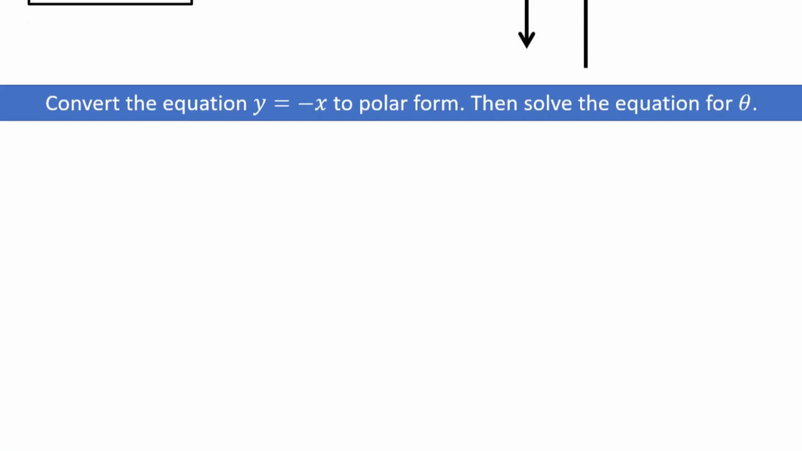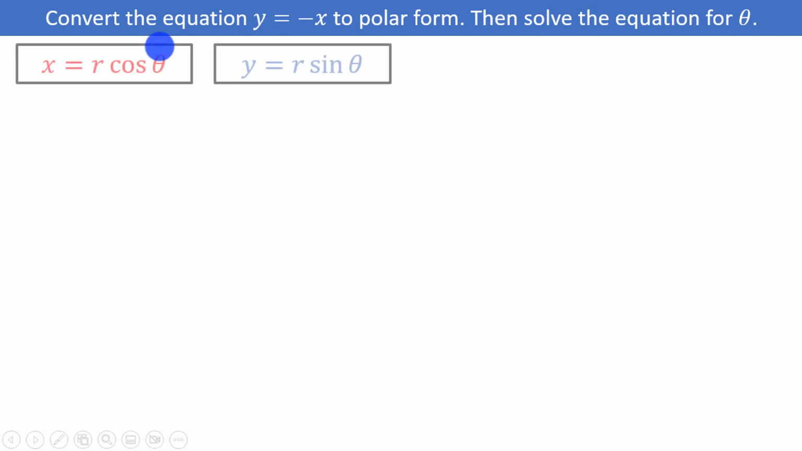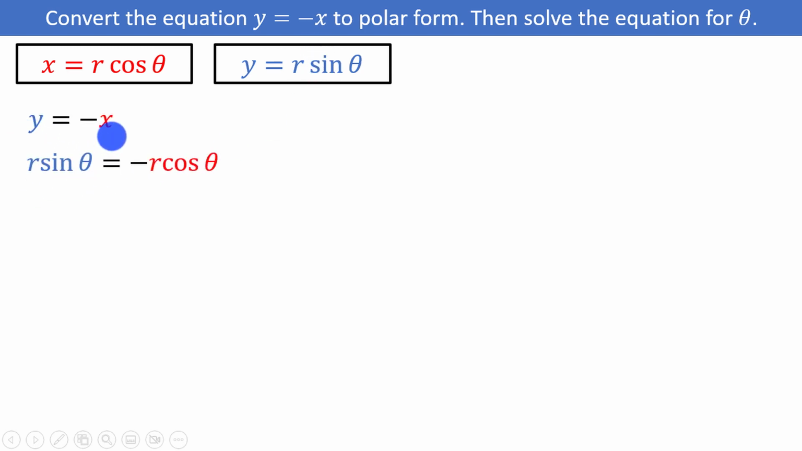Let's try this problem. We are asked to convert the equation y is equal to -x into polar form. Then we are asked to solve the equation for theta. Well, we have y's and x's in our problem, and we know that x is equal to r times the cosine of theta, and y is equal to r times the sine of theta. So if we would like to be in polar form, we can make each of these substitutions into our problem. The y will become r sine of theta, and the x will become r cosine of theta.